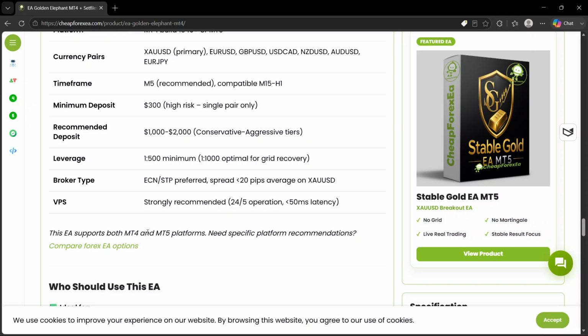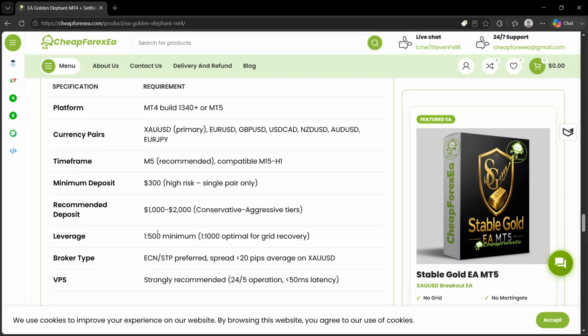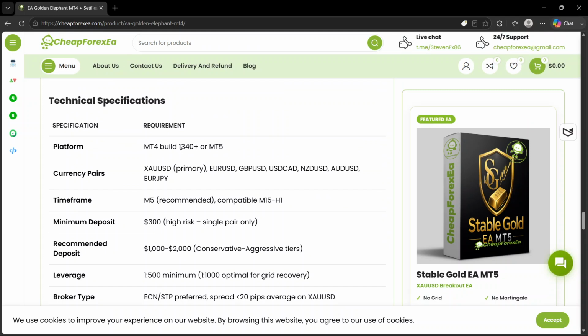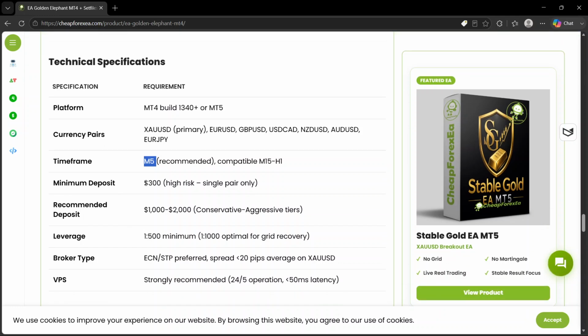And they say this EA supports both MT4 and MT5 platforms. That's MT4 build 1340 plus, or MT5, with gold USD as the main currency pair. You can work on other currency pairs. Like I said before, the M5 time frame, although it's compatible with M15 up to H1. Now it has a minimum deposit of $300, but they recommend a starting deposit of $1,000 to $2,000: $1,000 for conservative and $2,000 for aggressive tiers.